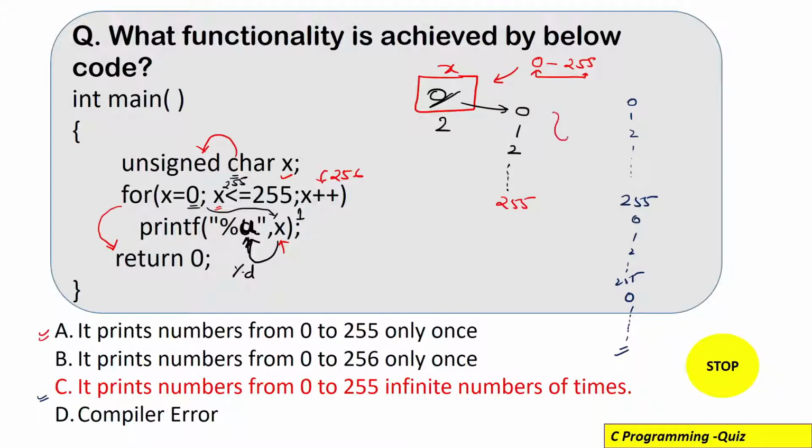That means some of you may have said that option A is the correct answer. That means you will get the answers 0 to 255, but only once. But actually we have seen that we are not getting this answer; we are getting this answer. That means all the numbers from 0 to 255 keep on repeating an infinite number of times. So why is it happening?